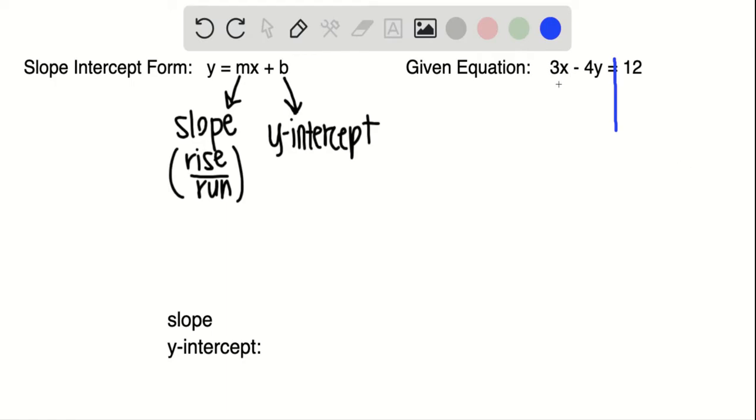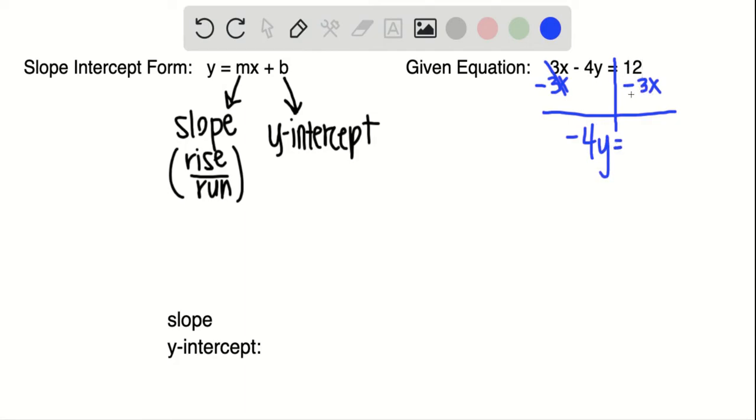So I'm going to start by undoing any addition or subtraction that I see. Right now I see a 3x by itself, so what I'm going to do is subtract 3x from both sides. The reason I'm choosing to subtract 3x is because the original 3x was positive, so I'm doing the opposite of the positive, which would be a negative. 3x minus 3x will cancel out, giving me 0. So on the left side of the equation, I still have a minus 4y, but on the right side, I have a 12 and a minus 3x.